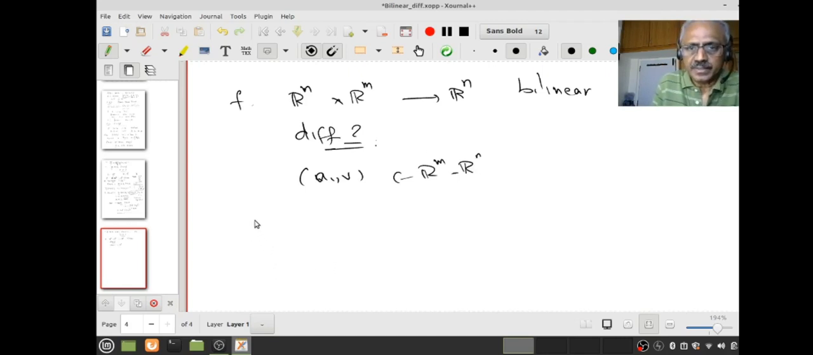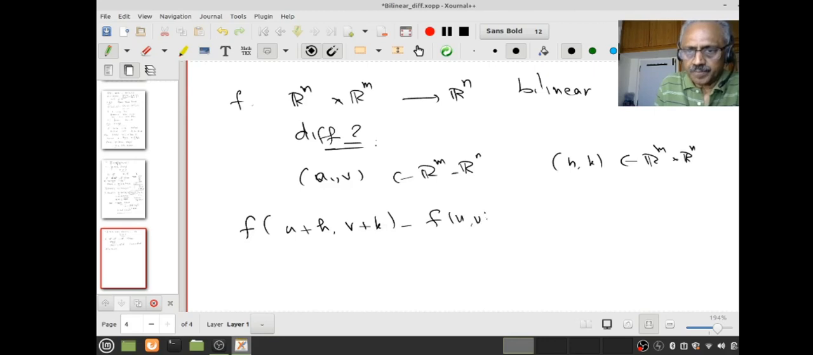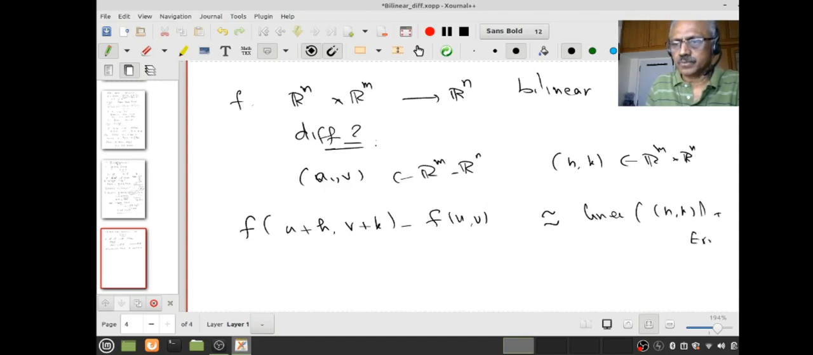So what does that mean? Remember, that is, take some increment (h, k) in Rm cross Rn. Therefore f of (u plus h, v plus k) minus f of (u, v). This is what we want to do. We will have to approximate it by means of what? A linear map acting on the increment (h, k), plus some error term which goes to 0 faster than the increment going to 0. All these things we know, right?